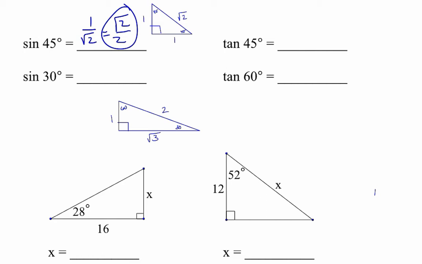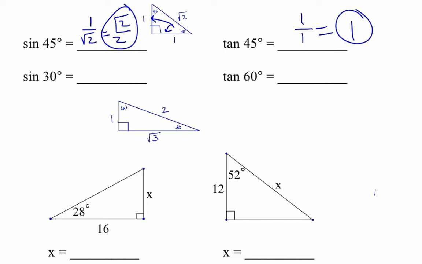The tangent of 45 would be the opposite side 1 over the adjacent side 1, or reduced to 1. So one number that most people remember is the tangent of 45 is always equal to 1 because that's a right isosceles triangle. We can do the same thing with a 30, 60, 90.